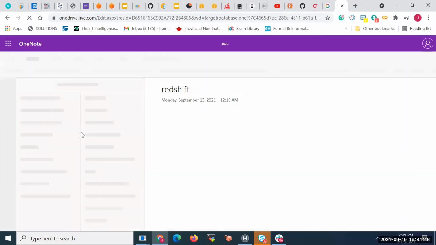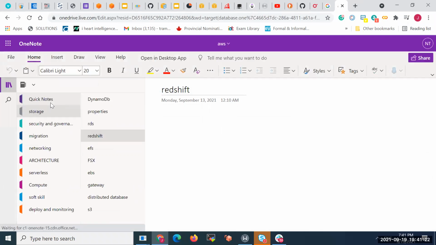I'll work on publishing this note in a few weeks, at least I need a week to publish these notes. Let me show you my cheat sheet.